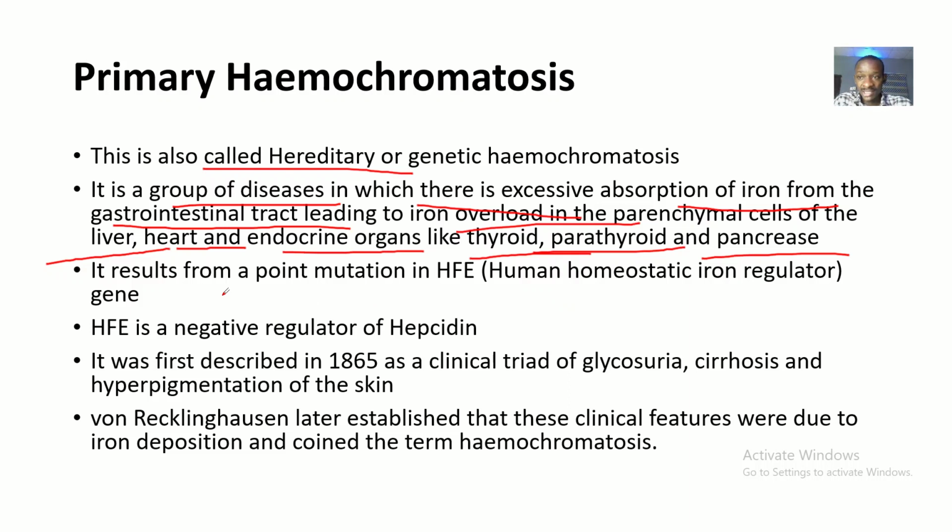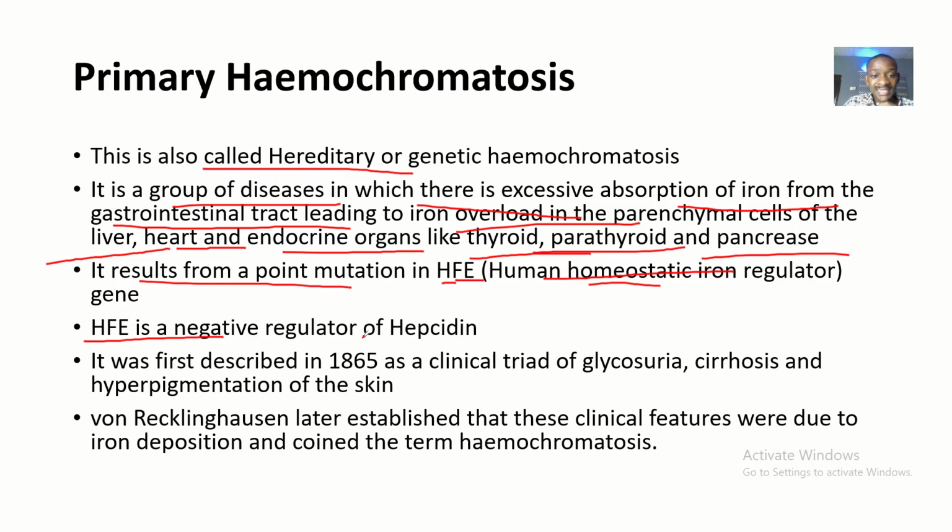So what is this gene defect? Which gene is actually affected? This results from a point mutation in the HFE gene. And what is the full meaning of HFE? It's the human homeostatic iron regulator. Do you see that the full name is not really rhyming with the abbreviation? H stands for homeostatic, and Fe is the chemical symbol for iron. So you could call it the homeostatic iron regulator gene, or the human homeostatic iron regulator gene.